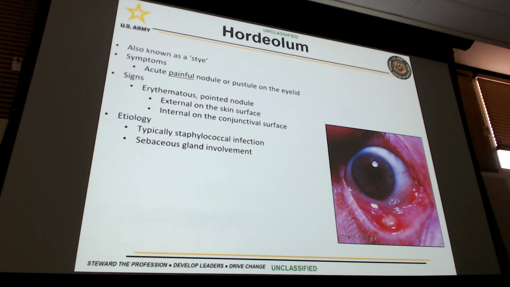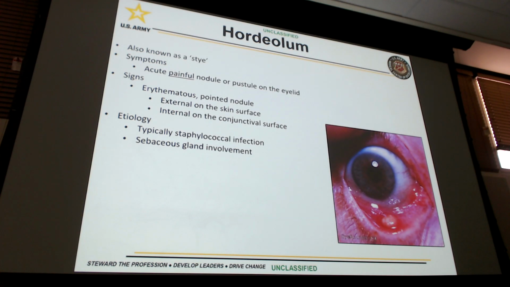Okay? So a patient's gonna say, I woke up with this bump on my lid and it hurts. Okay? Really don't even need to see the patient. Probably still should. But it's a hordeolum. Okay? Period, dot, end of sentence. That is a hordeolum. Okay?